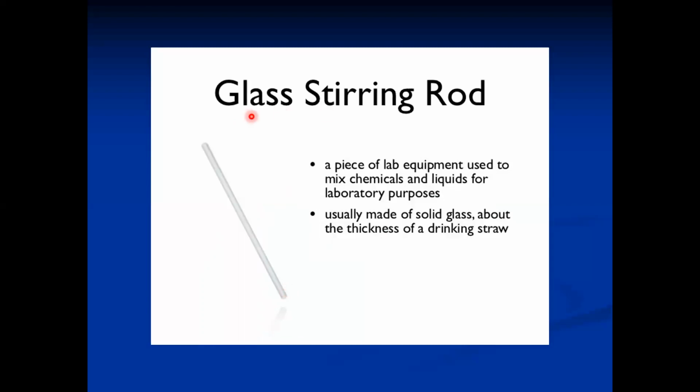Glass stirrer. Sometimes you have different liquids or different solids, and you want to mix them, or you want to add some solid to a liquid and mix them. You can use a glass stirrer, a piece of glass equipment used to mix chemicals or liquids for laboratory purposes.